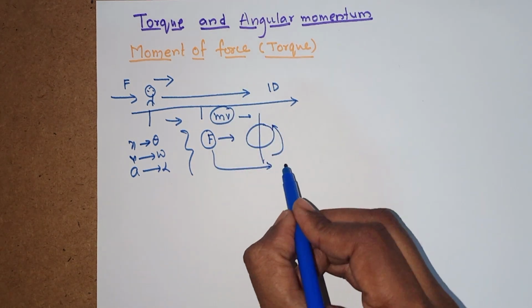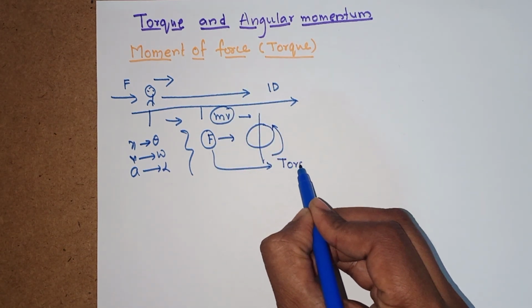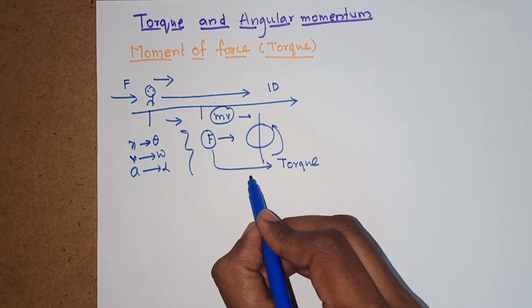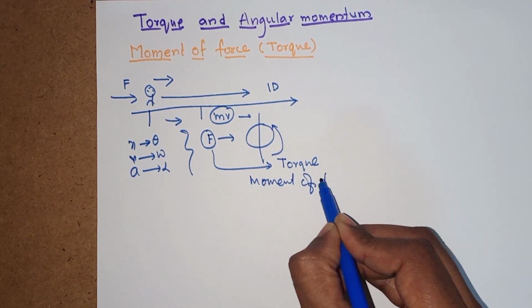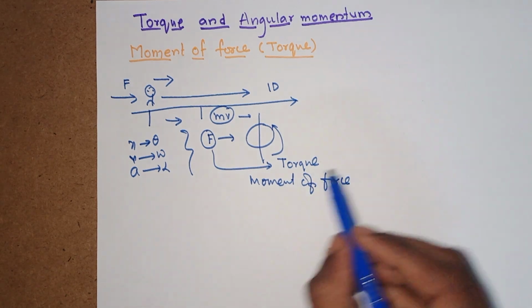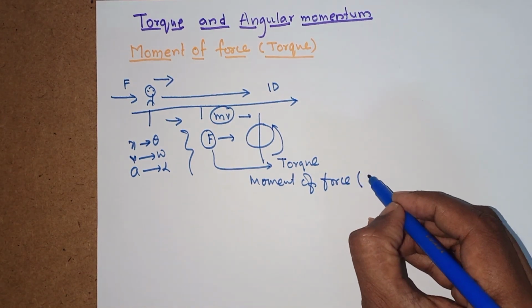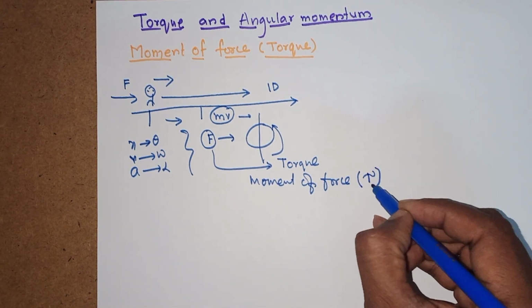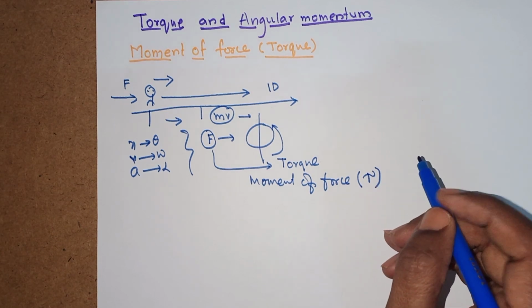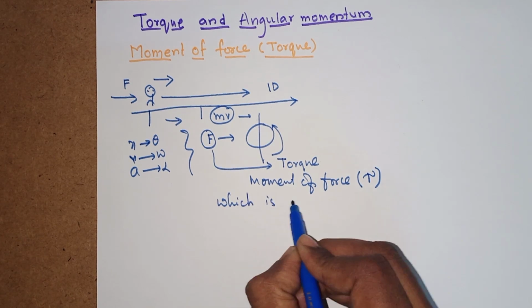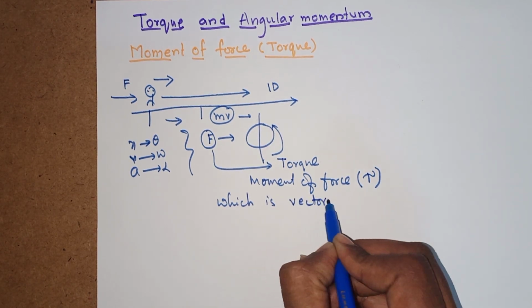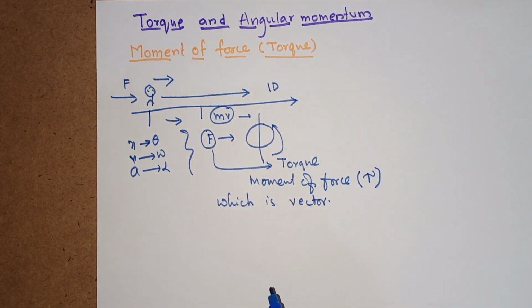We will write it as torque, which is also called the moment of force. We will simply represent it as tau. This is a T-like symbol, tau, which is a vector, which has direction also.